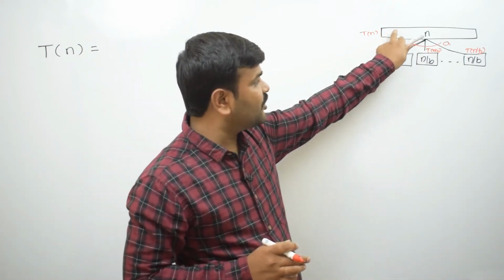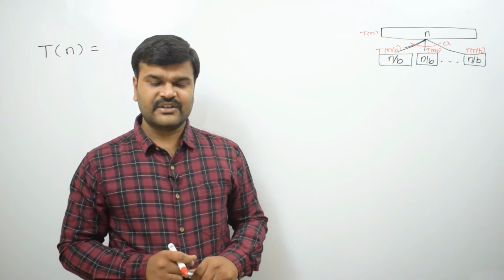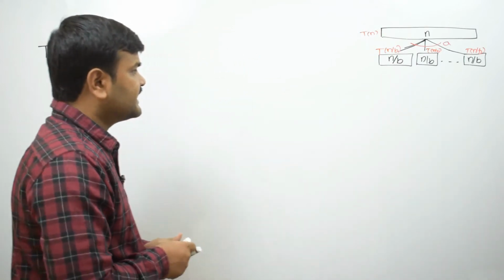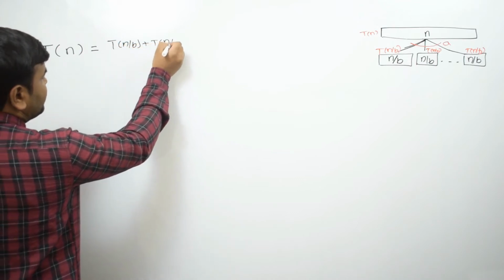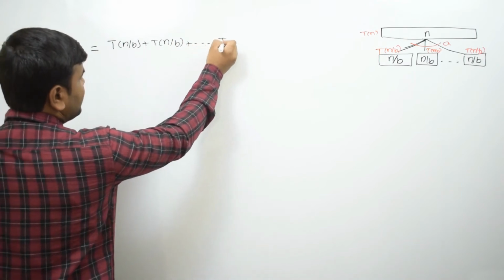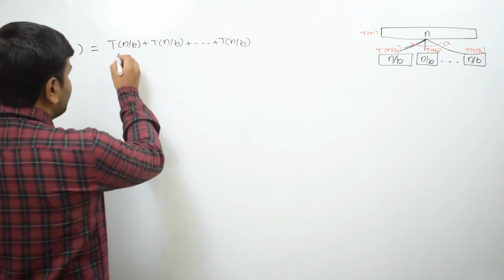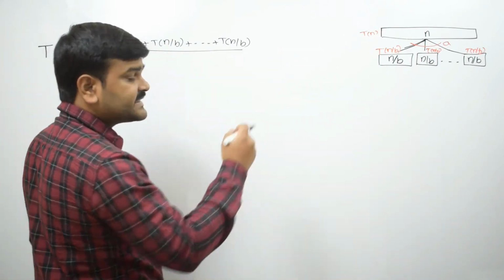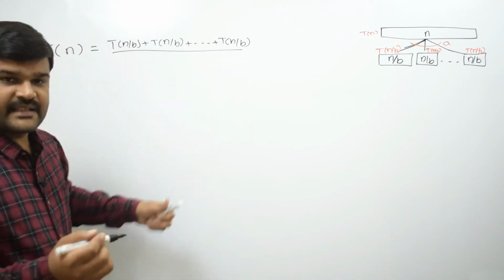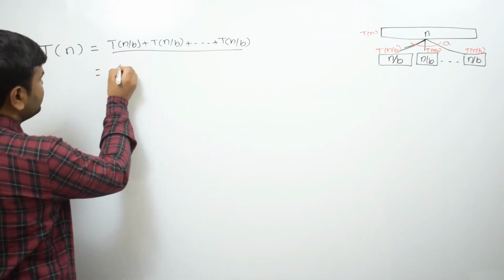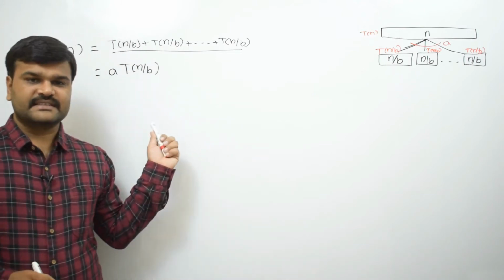So how much time is this whole thing taking? The sum of all these subproblems' time complexities. The first subproblem takes T(n/b), the second subproblem takes T(n/b), and like this, the last subproblem takes T(n/b). So how many times is it there? A times, because a subproblems are there, right? So a subproblems means a into T(n/b), that's it. So that is the first thing.